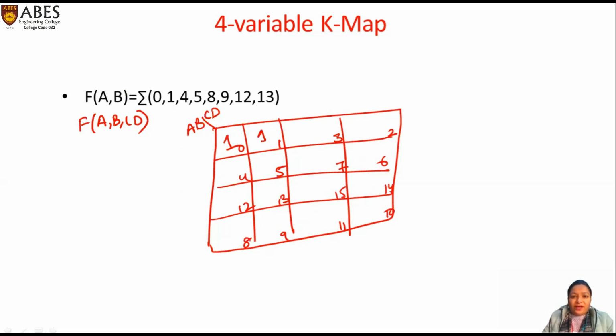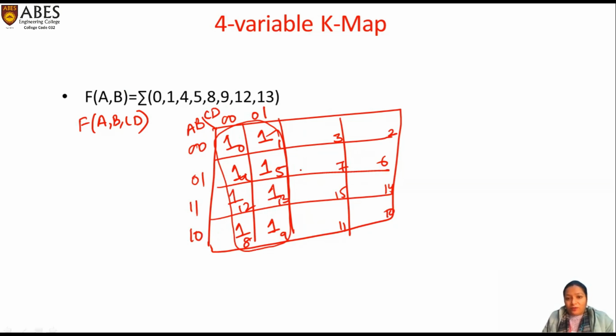So 0, 1 and then 4. I'm just looking at these minterms and filling the value 1 over the places. Then 5, then 8, 9, we have 12 and we have 13. Now you can clearly see here we have the grouping of 8 here, right? The AB values will be 0 0, 0 1, 1 1 and 1 0, and here CD is 0 0 and 0 1, right? So the octa group is forming here.